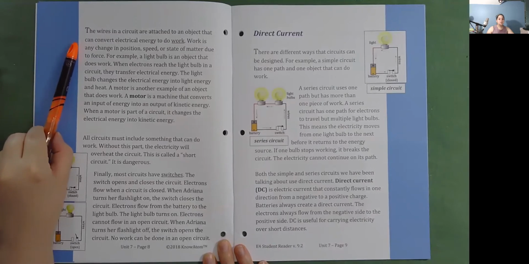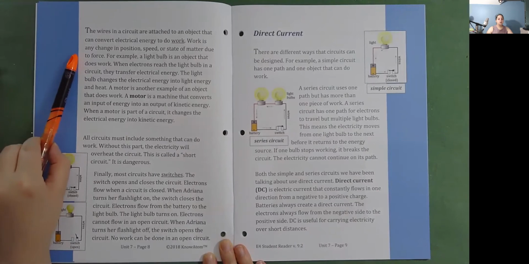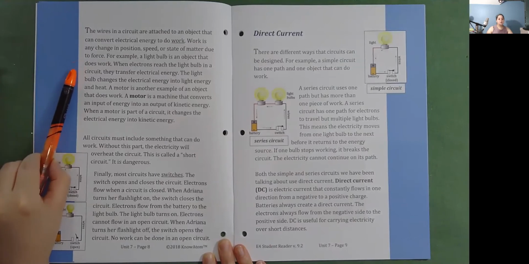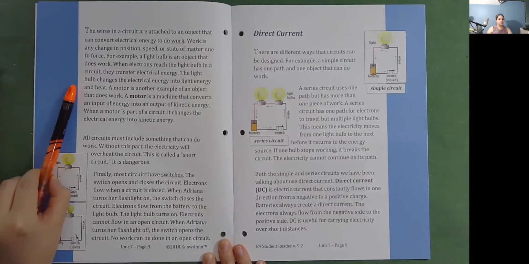Work is any change in position, speed, or state of matter due to force. For example, a light bulb is an object that does work. When electrons reach the light bulb in a circuit, they transfer electrical energy. The light bulb changes the electrical energy into light energy and heat.